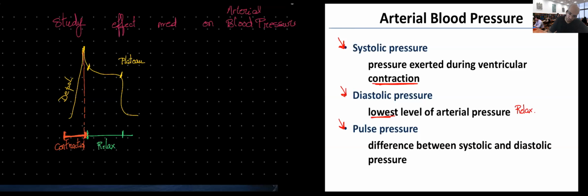So what is the time for the contraction compared to the time of relaxation? Would the cardiac muscle cell spend more time contracting or more time relaxing? What do you think? Relaxing. So I'm spending almost double the time to relax than to contract. So it's a ratio of 2 to 1.